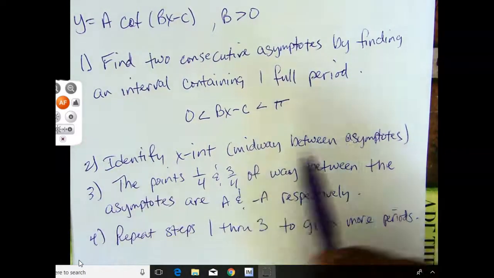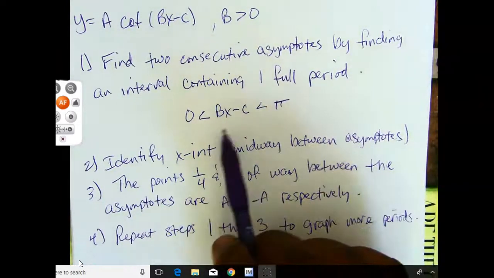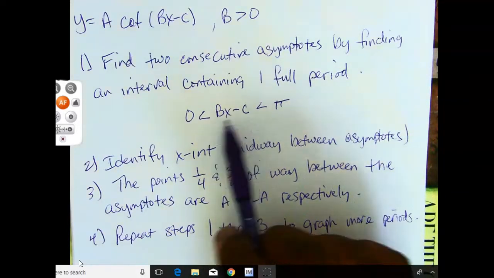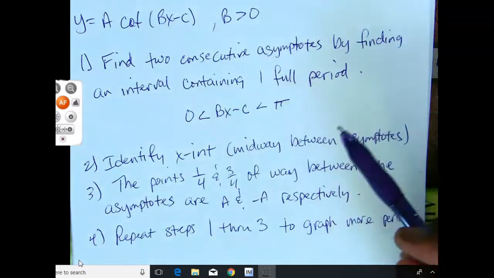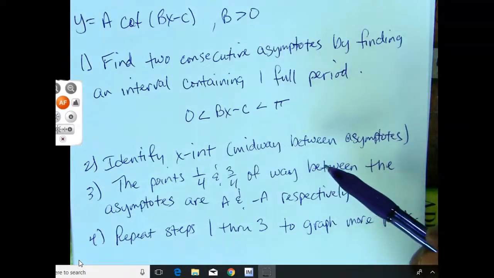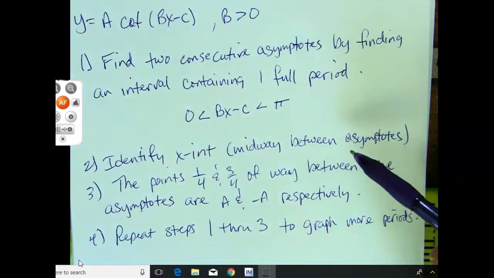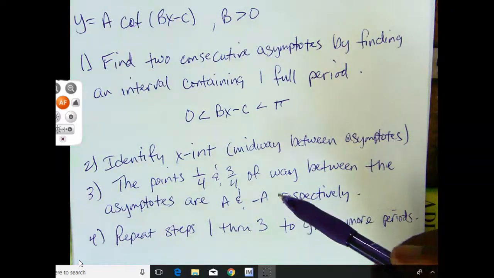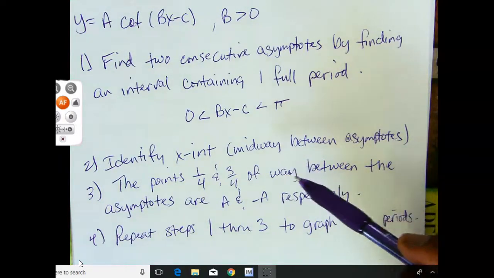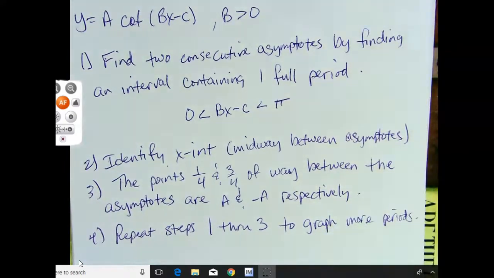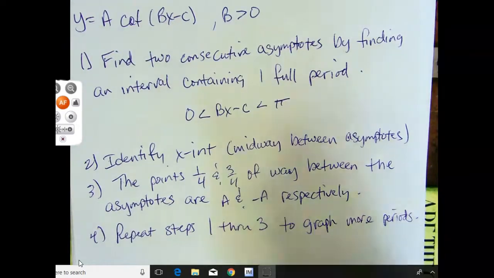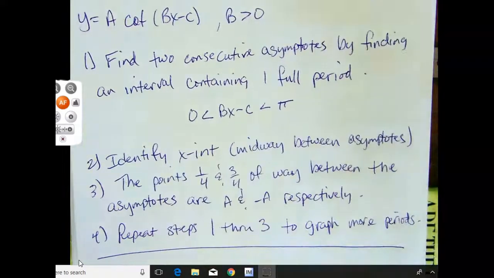find two consecutive asymptotes by setting 0 less than bx minus c less than pi, because the period of cotangent is pi. Identify the x-intercept, which will be midway between the asymptotes. The quarter point, y will equal a. The 3/4 point, y will equal negative a. And then we repeat steps 1 through 3 for more values, or more periods.